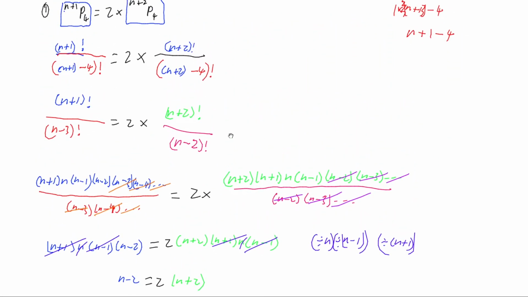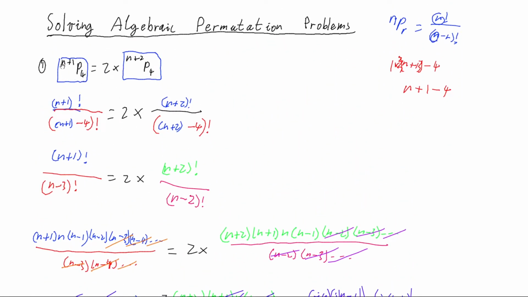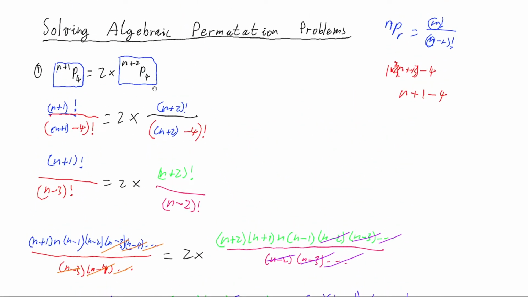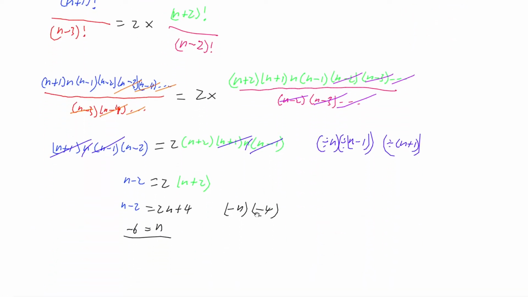But the problem with this solution is, if I look at what I've got, if n is negative 6, negative 6 plus 1 is negative 5, and negative 6 plus 2 is negative 4. But we can't actually have a negative n value in our formula, because factorials are not defined for negative numbers. So even though we've found an algebraic solution to this problem, it's not a valid solution, because when we put it back into the original equation, we get negative numbers.